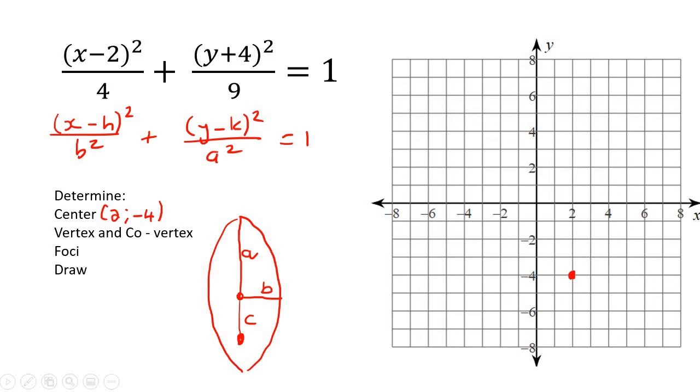Okay, so we can go find A and B and C. So A will be from that. So A squared is equal to 9.